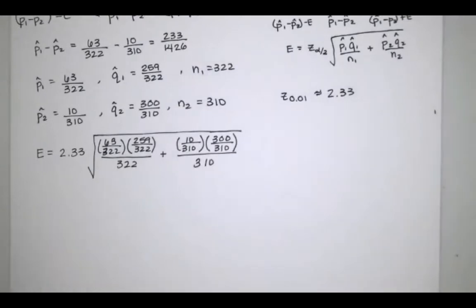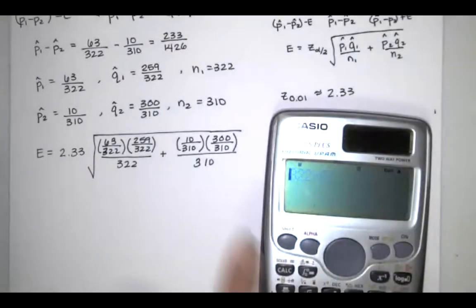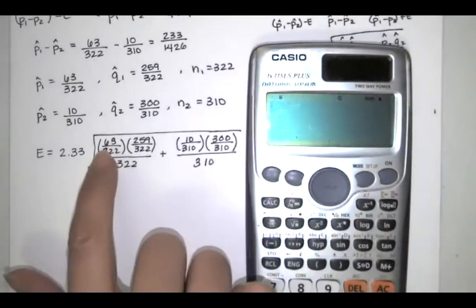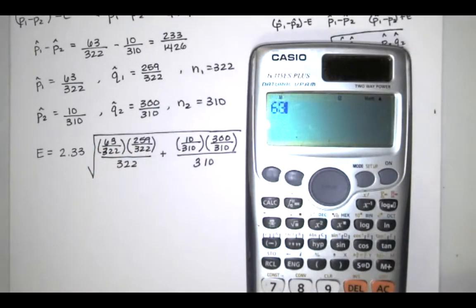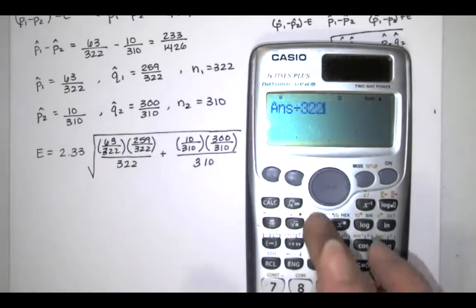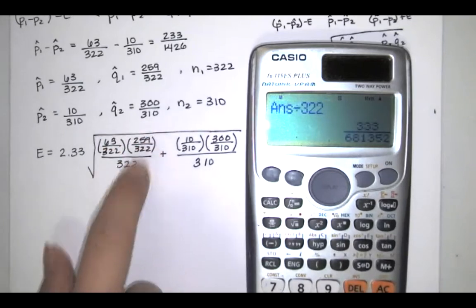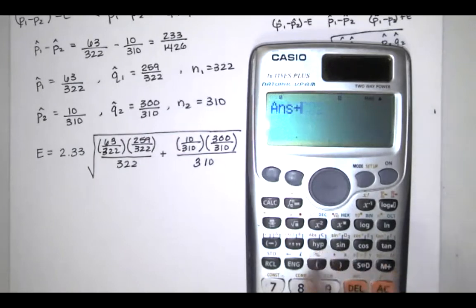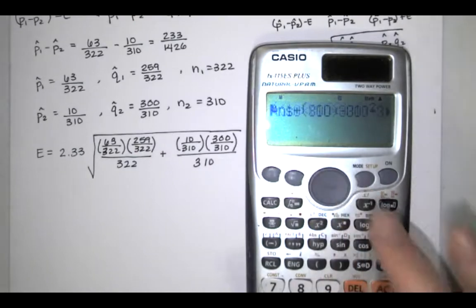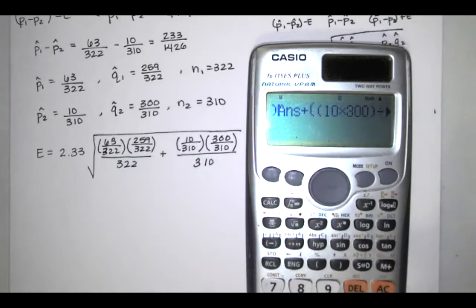We can use our calculators for this. I think I'll do the expression under the square root first. This times this is going to be 63 times 259 divided by 322 squared. And then we take that and divide by 322. That gives us this first quantity. And then I want to add this expression over here. So I'll do the numerator first: open parentheses, and then open parentheses for the numerator, 10 times 300 divided by 310 squared. Close parentheses for the numerator. Oops.